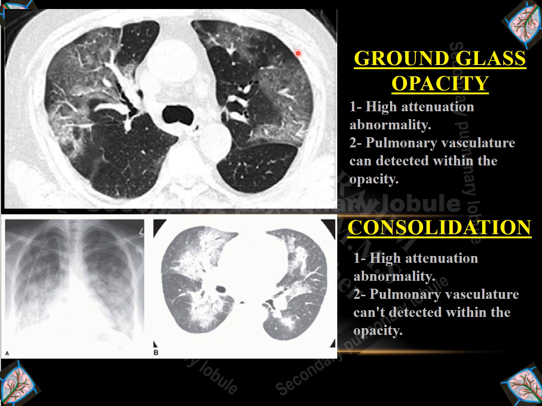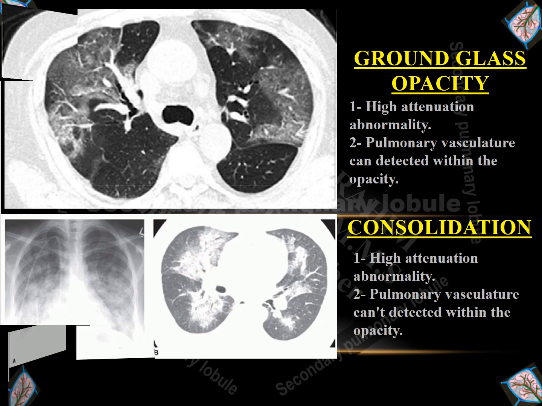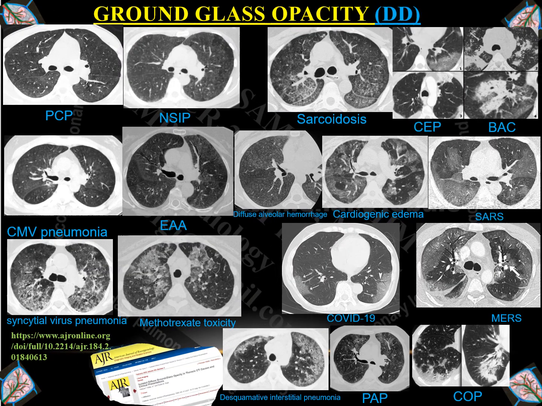And this is the difference between the ground glass opacity, where we can visualize the blood vessels through the opacity, compared with consolidations, where we cannot differentiate the blood vessels through the opacity, and instead we can see the air bronchogram in it. The ground glass opacity has a huge differential diagnosis. As we see in these slides, about 17 pathologies in these slides only, maybe there are more.